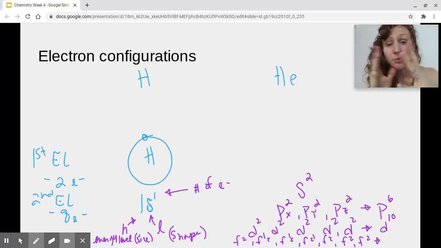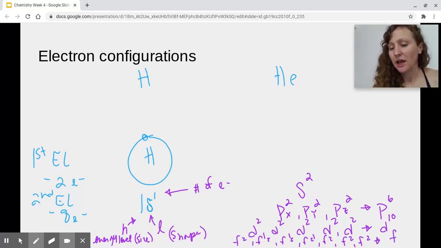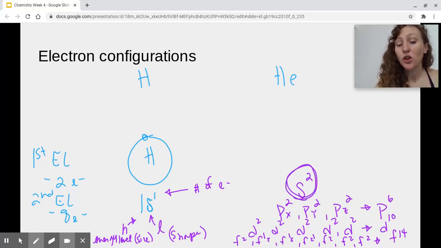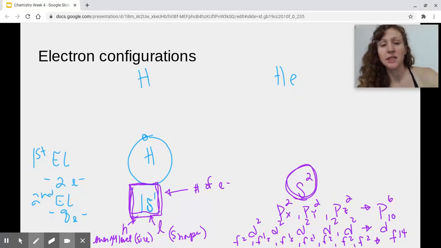They all get smushed together and we get an F14. So S's can hold up to 2. Notice they don't always. For hydrogen, if it doesn't have 2 electrons, you don't put a 2 in there automatically. You have to put the amount that actually exists.